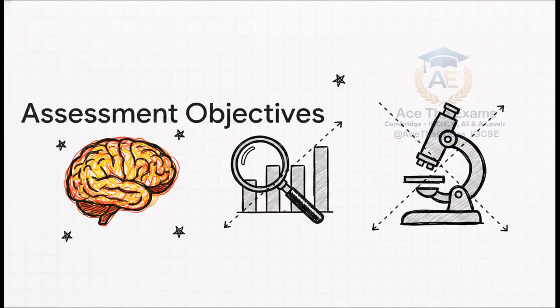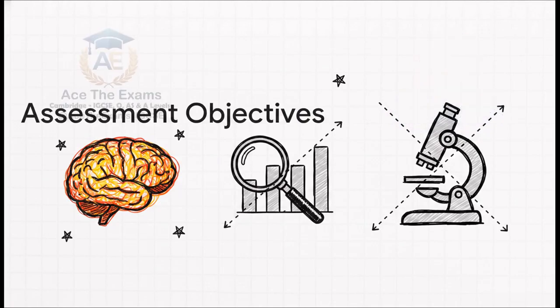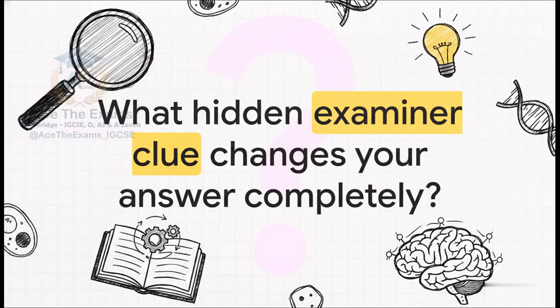To pull that off, we really need to understand the 3 distinct cognitive domains examiners use to assess you. They're testing your knowledge and understanding, sure, but also your ability in handling and evaluating information, and finally, your experimental skills. They are hunting for analytical depth. If your answer only hits that first bullet point, man, you are leaving 2/3 of the marks just sitting on the table. So, this begs a pretty massive question.